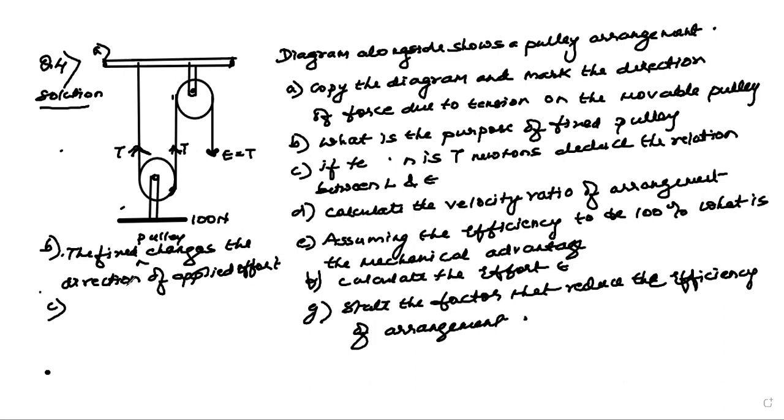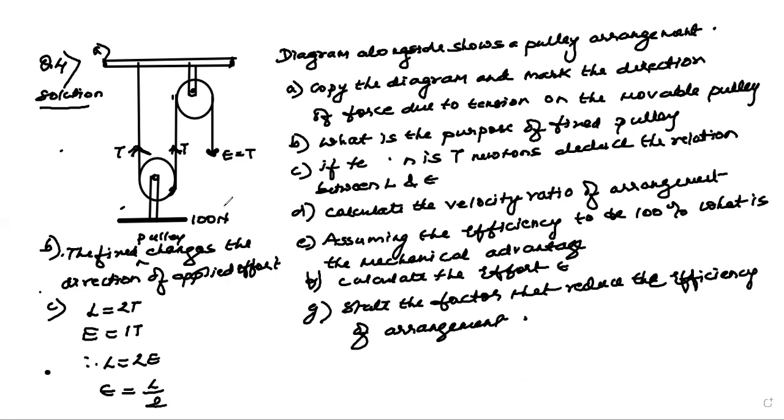Here, this L is balanced by 2T. Two tensions are balancing this total load, whereas effort is equal to 1T. That means L is equal to twice effort, or effort is equal to L upon 2. Effort is equal to L upon 2. This is the relation between them.